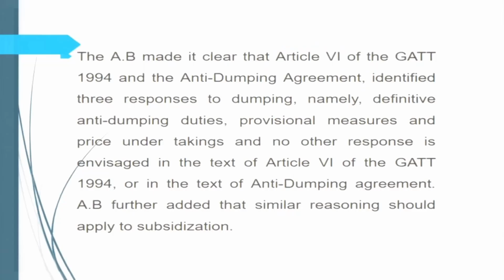It identified 3 responses to dumping, namely definitive anti-dumping duties, provisional measures and price undertakings, and no other response is envisaged in the text of Article 6 of GATT 1994 or in the text of the anti-dumping agreement. The Appellate Body further added that similar reasoning should apply to subsidization. In the case of subsidization also, we cannot simply make an allegation that this country is using subsidies meant for export purposes, but firstly it has to be shown what kind of factors are involved for giving those subsidies and what their consequences and effects are.